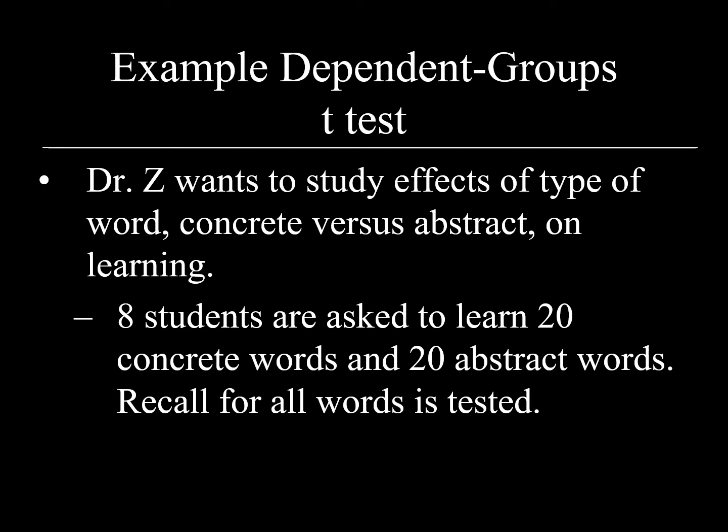So again, they're going to learn 20 abstract words. And again, after a brief delay, they'll be asked to recall as many as possible. So our IV in this condition is whether you learn concrete or abstract words. That's a categorical IV, and there's 2 levels, 20 concrete or 20 abstract. Our DV is how many words you recalled, a continuous variable. And again, we know it's a within subjects or dependent groups design because we have 8 students that were asked to do both. In other words, it's the same 8 students in condition 1 that are in condition 2.